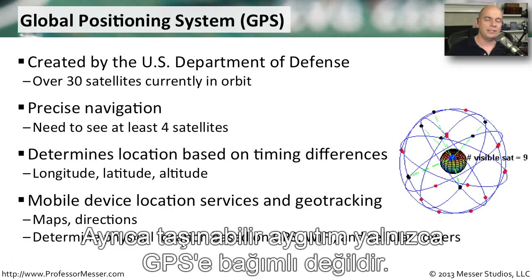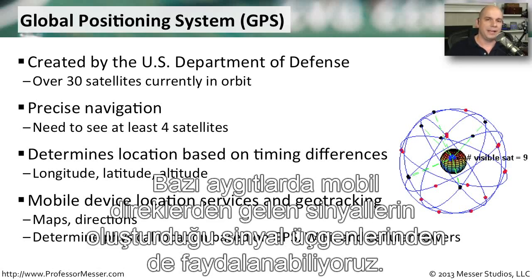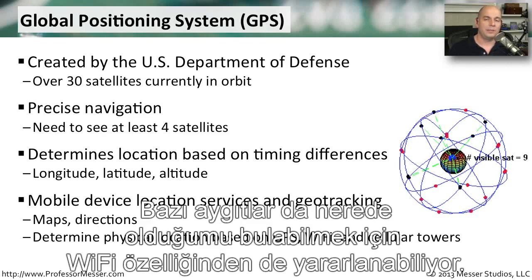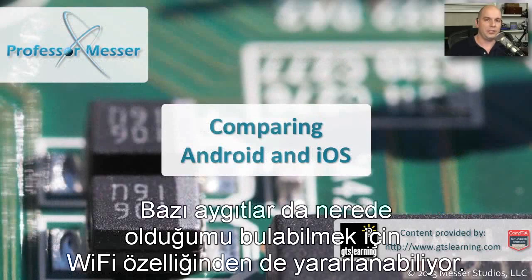And my mobile device doesn't necessarily only rely on GPS. In some devices, I can also take advantage of triangulating different signals from the mobile towers wherever I happen to be located. And some devices can also associate where I am with known Wi-Fi connections as well.